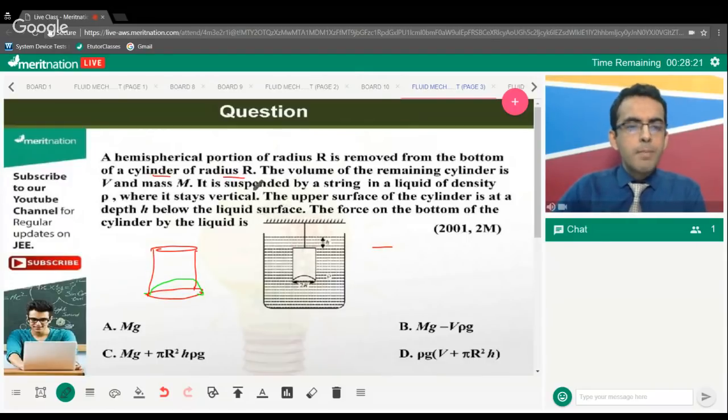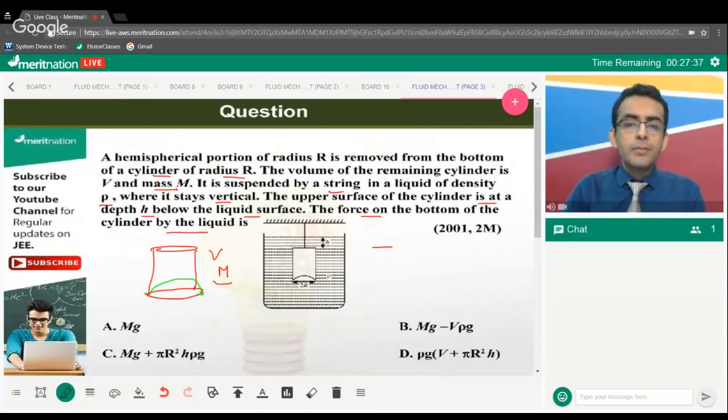As you can see in the figure, the volume of the remaining cylinder is capital V, okay, and the mass is capital M. So we are talking about after removing the hemispherical part. So the volume is capital V and the mass is capital M. It is suspended by a string in a liquid of density rho, where it stays vertical. The upper surface of the cylinder is at a depth of h below the liquid surface. The force on the bottom of the cylinder by liquid is.